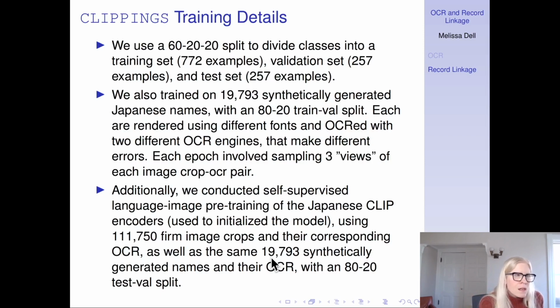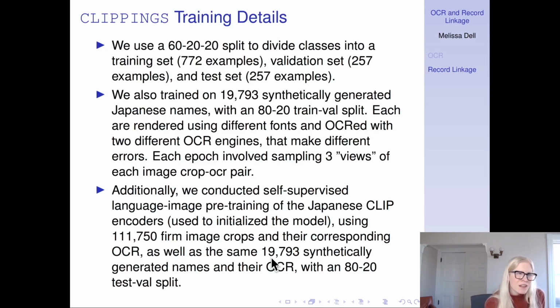So how are we going to train CLIPPINGS? We have a 60-20-20 train-val-test split with a pretty modest number of examples. That's 772 training examples. So that's all the supervised training we're going to do, just 772 examples. But we're also going to have synthetic data. So we took nearly 20,000 Japanese names. We just pulled these out of a place name dictionary, I think. And we rendered these using different fonts, and we OCR'd them with 2 different OCR engines, so PaddleOCR and EasyOCR, I think, that make different errors. So this gives us different views of a given image crop OCR pair. So we have different images because we use different fonts, and we have different OCRs because we use different OCR engines on these different fonts.